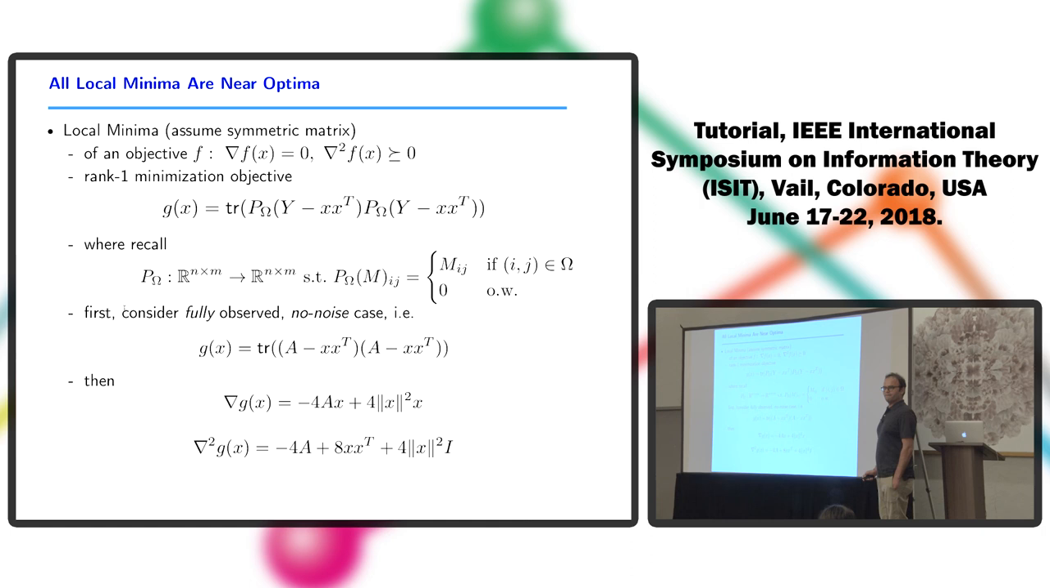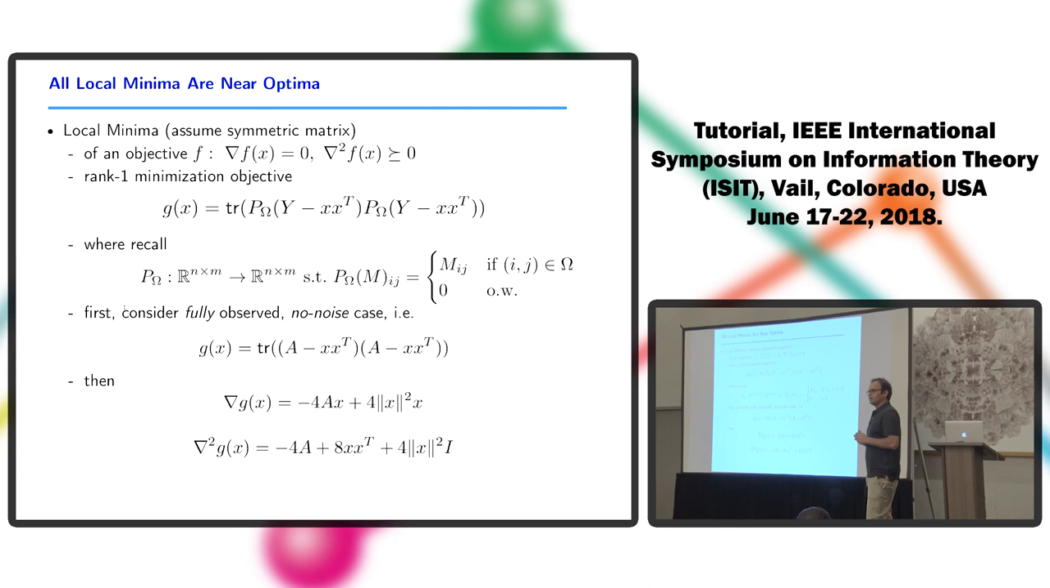Okay. So one way to write down the objective is through a trace, which is the Frobenius norm of this matrix. And this is the same projection operator that Christina had defined, which says that if the ij entry is in omega, then the matrix entry is retained, otherwise it's mapped to zero. It's a nice linear operator. First, let's consider that omega is everything and there is no noise, as we discussed a few minutes back. For everything observed and no noise, we do know that local minima are global minima, right? That's basic linear algebra.